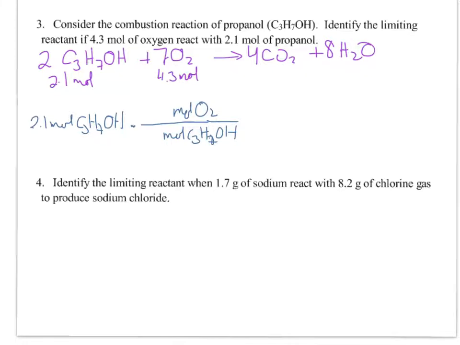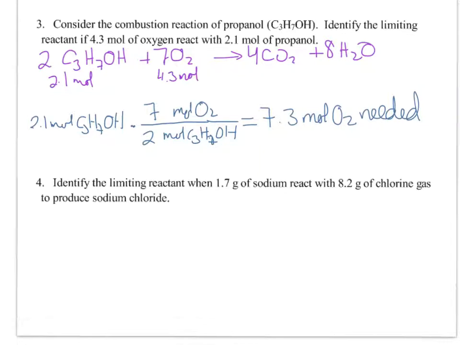All right, so to compare between moles of propanol and moles of oxygen, you use your stoichiometric ratio. So there's a 7 in front of the O2. There's a 2 in front of the propanol. So that gives me 7.3 moles of O2. Whenever you do it that way, always write the word needed after. So what does that mean? That means if I use up all of my propanol, I would need 7.3 moles of oxygen to react with it.